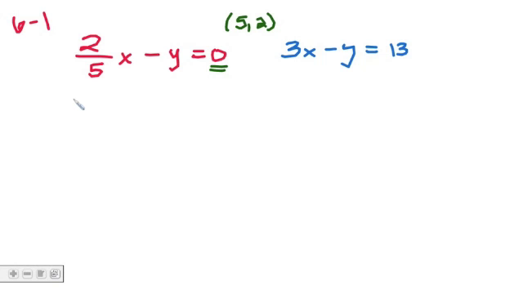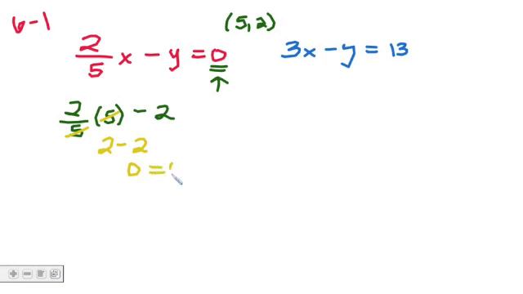So let's get started. I'm going to swap out that x for 5, and instead of y, I'm going to put 2. Now my overall answer should come out to 0, so I'm going to keep that in mind. 2/5 times 5, the 5s cancel. 2 take away 2 gives me 0. 0 does equal 0, so this one checks.